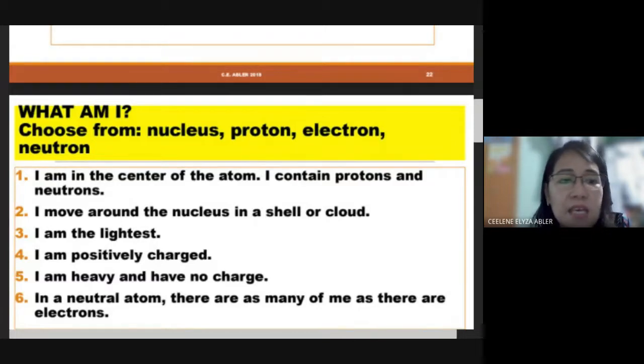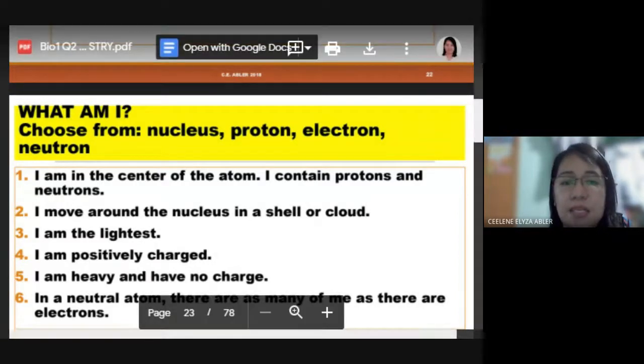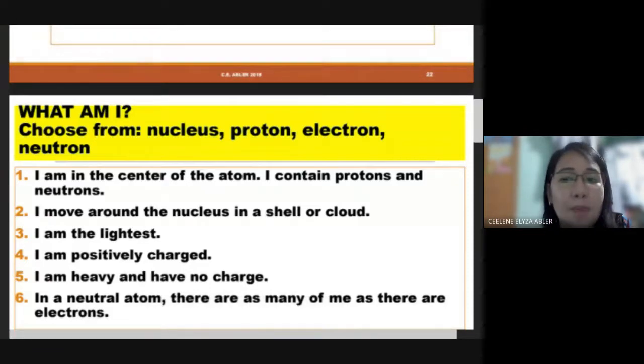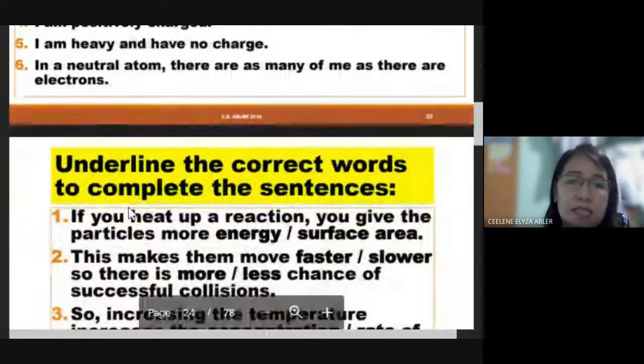Okay, so we have here number 4. So I am positively charged. So sino nga ang positive ang charge dito sa kanila? So we have your protons. And we have here, I am heavy and have no charge. So tandaan ninyo, the heaviest one is actually your neutrons. And for number 6, in a neutral atom, there are as many of me as there are electrons. So the answer for this one is a proton. Okay, so number 6 is proton.